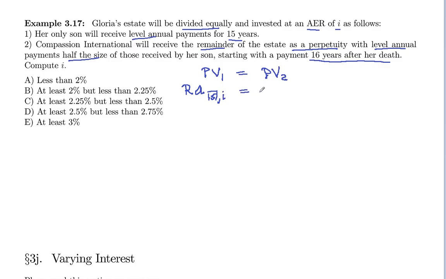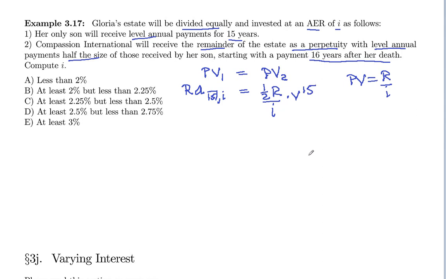And then PV2, this is the present value of a perpetuity. And remember, the present value of a perpetuity with payments R is just R over i. So these are going to be payments half the size, so this is going to be 1/2 R over i. And then that would value the perpetuity at inception, which is going to be at time 15. So this whole thing has to get discounted 15 more years, so times v to the 15.